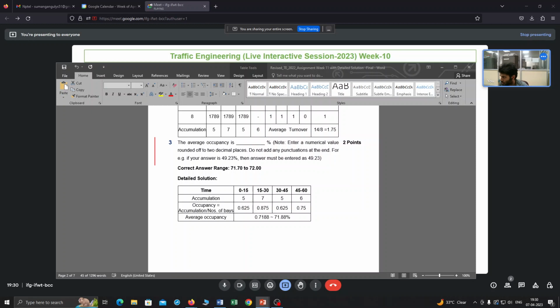Then for this case 1, 2, 3, 4, 5, 6, 7, 7 by 8. For third case 1, 2, 3, 4, 5, 5 by 8. Last case it is 6 by 8. So now the average of all these four will come out to be 0.7188, it is called the average occupancy. If you want a percentage, it will be approximately 72%. For each 15 minutes, you have to calculate first the occupancy and then you can do an average.